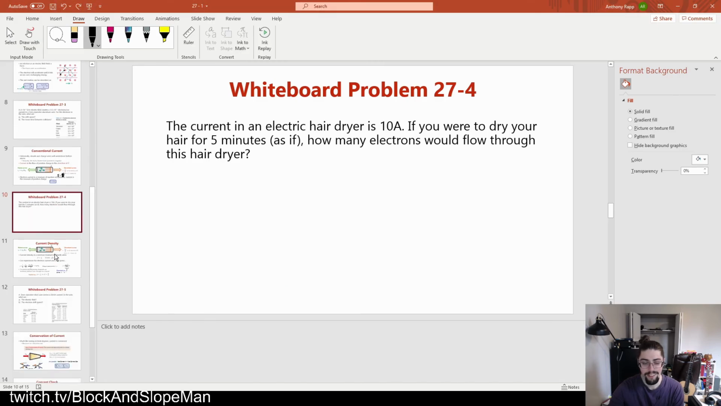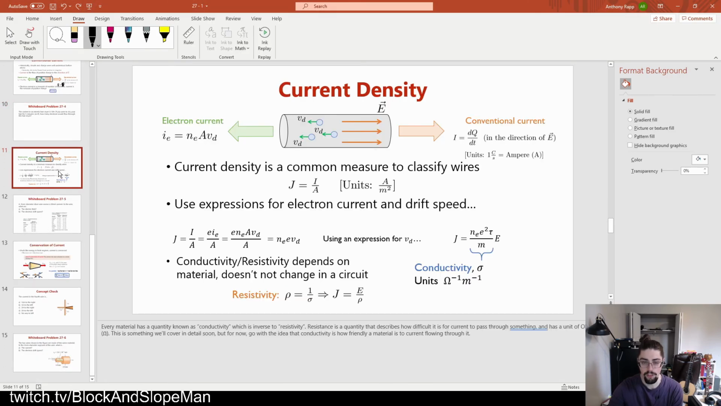All right. So let's keep going on with it. We've got just a couple more things for today. There's one other thing that we can do with conventional current, and it's more of a stepping stone.